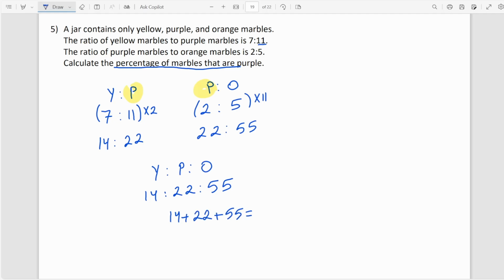I'm gonna go ahead and plug those numbers on the calculator. Get 91. So 22 over 91. Okay. This is the fraction of the marbles that are purple. Now, in order to give it as a percentage, I will multiply it by 100, and we should get 24.2%. Of course, this is rounded to 3 significant figures.